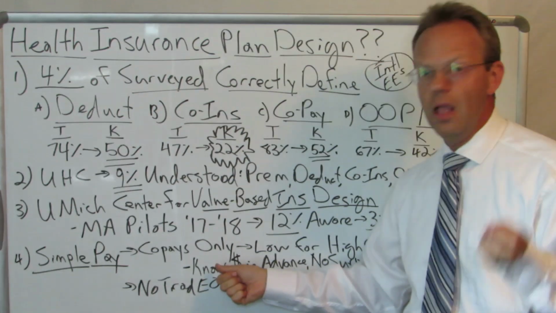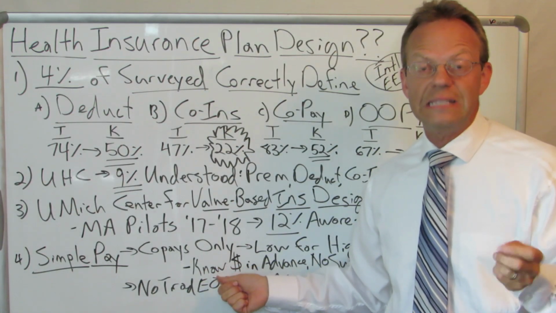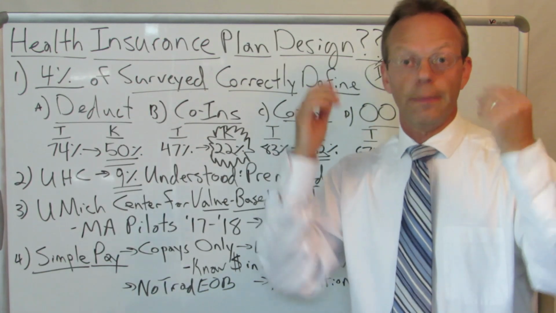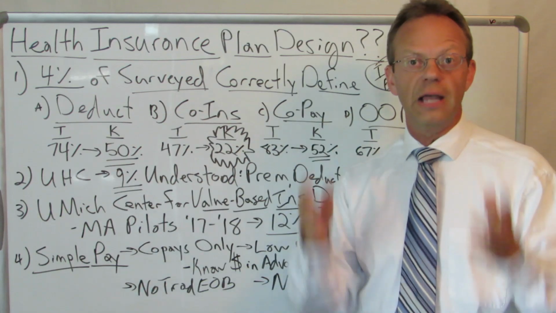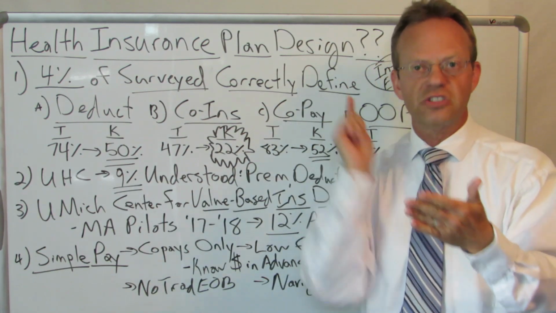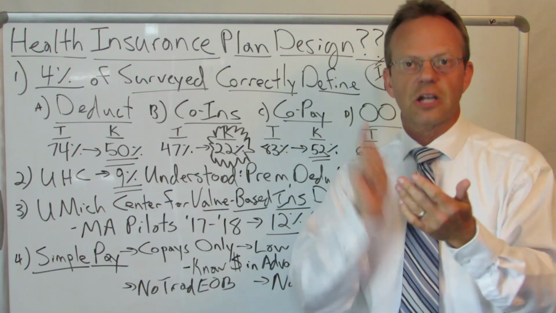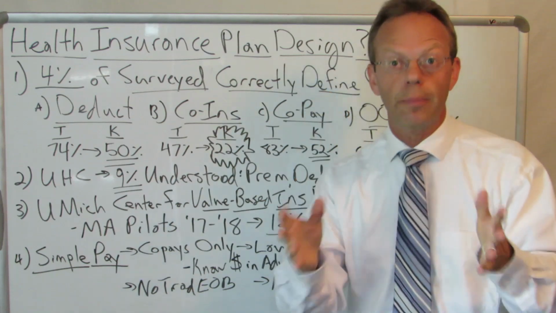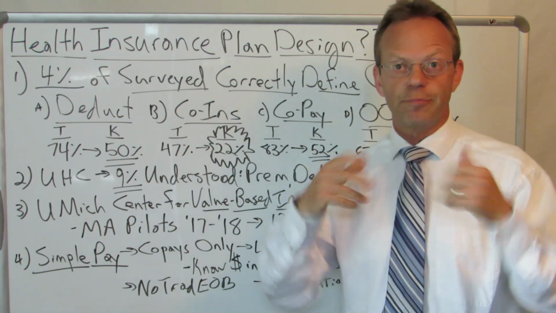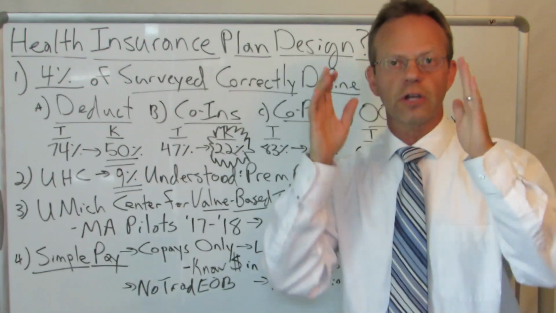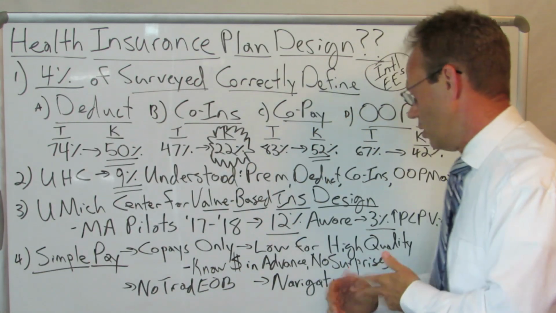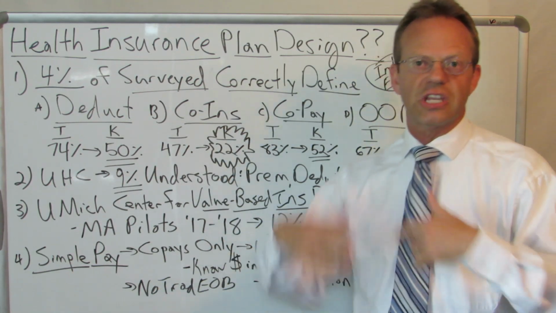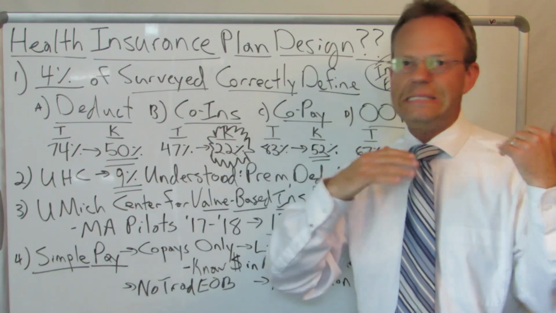Now, the other thing that it gives you is that if it's copays only, you know what the price is in advance. The price is the copay. For the consumer, the price is the copay. Guess what that's called? That's called knowable. So you don't need to have price transparency because you know the copay in advance. All right, so what does that do? You get rid of your traditional EOBs. You just get a monthly statement that is not an EOB.